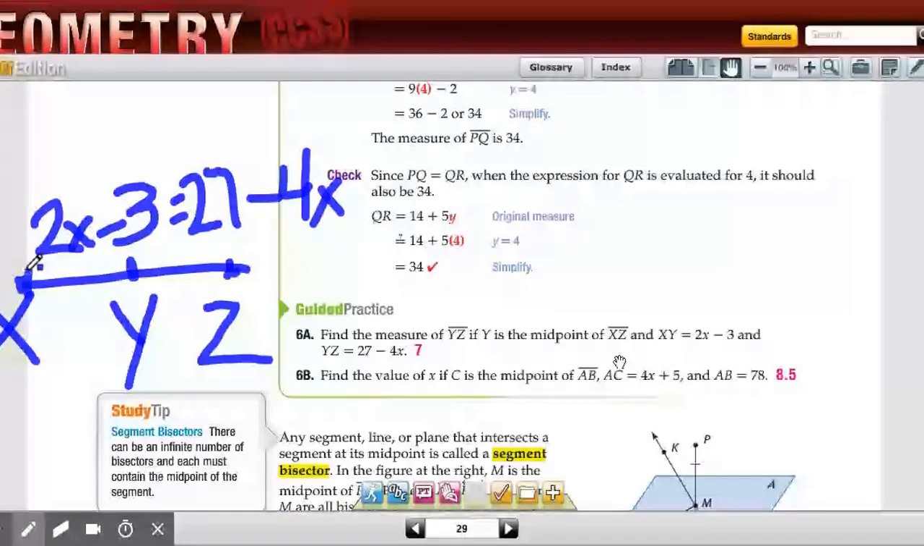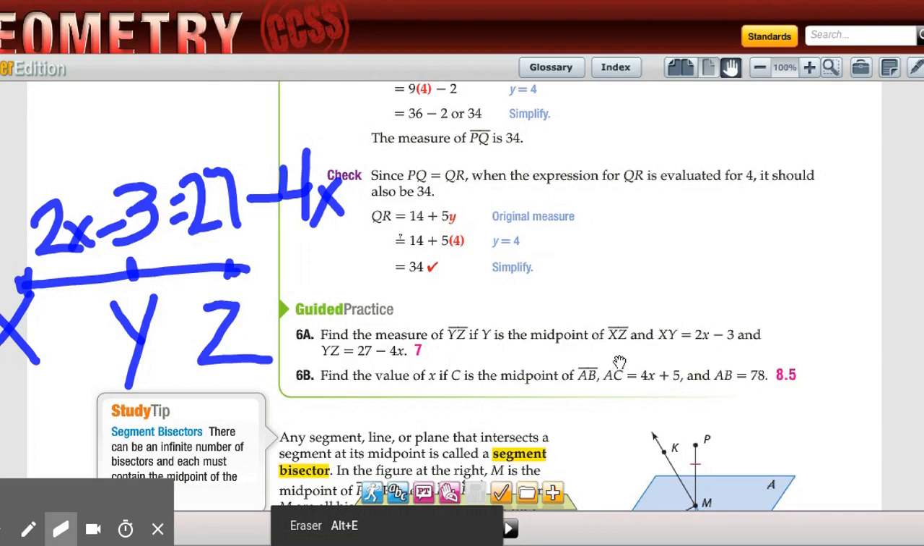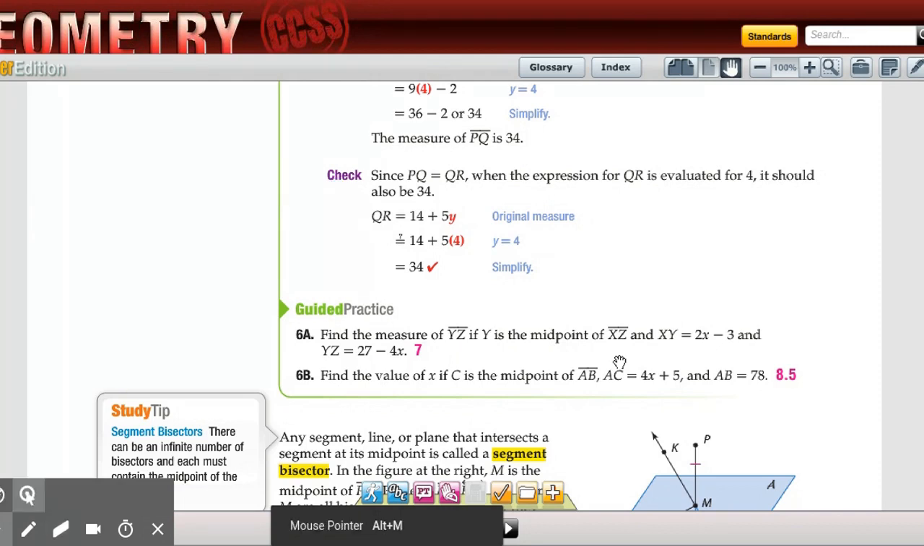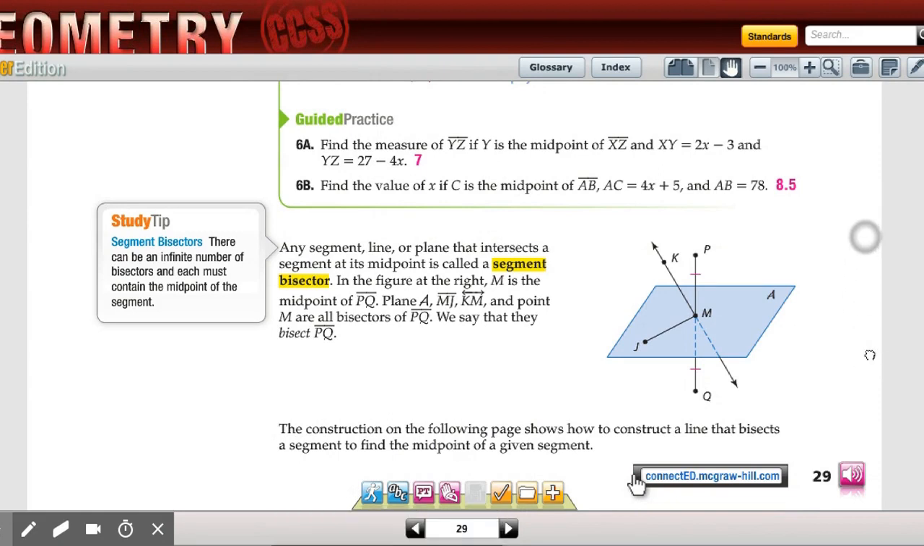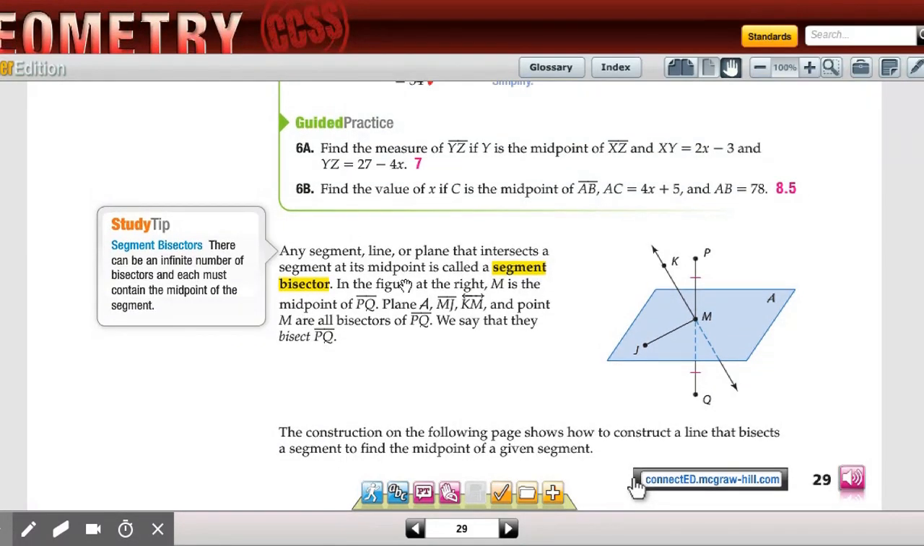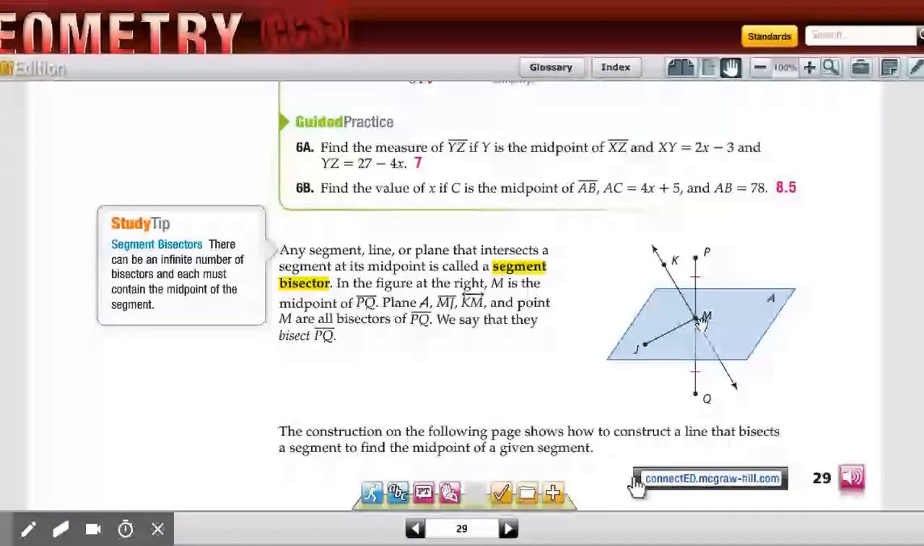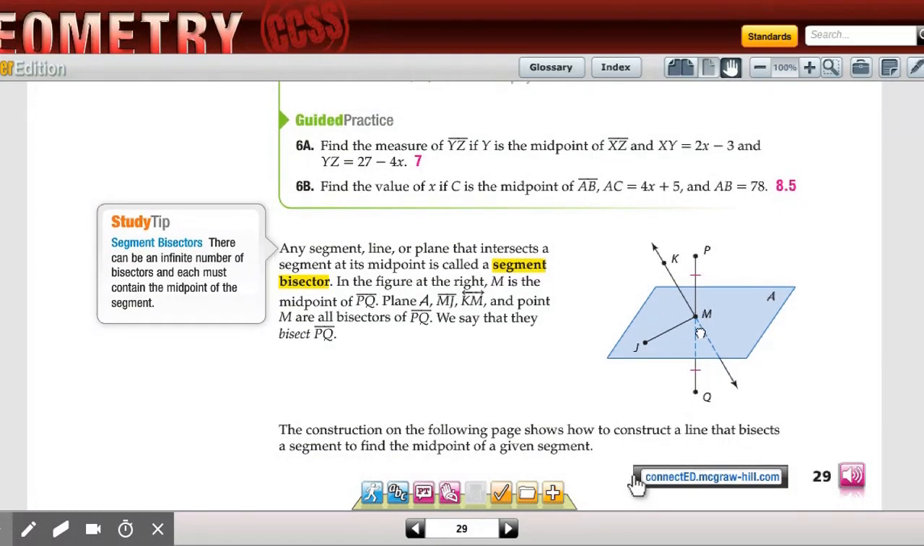That's all it is. The next part talks about segment bisector. Segment bisector: any segment, line, or plane that intersects a segment at its midpoint is called a segment bisector. It shows you here that M is the midpoint of PQ. That's this right here. Plane A goes right through M, so it's a segment bisector.